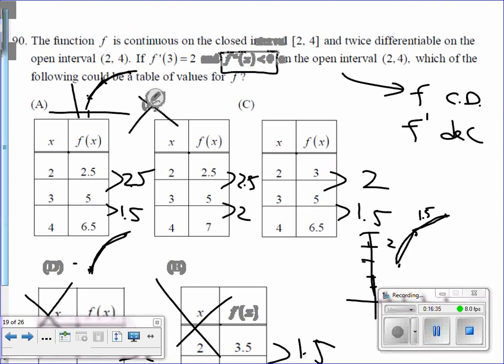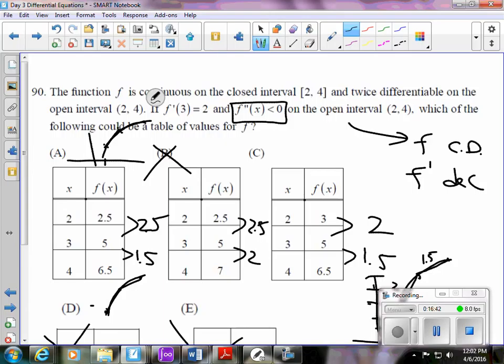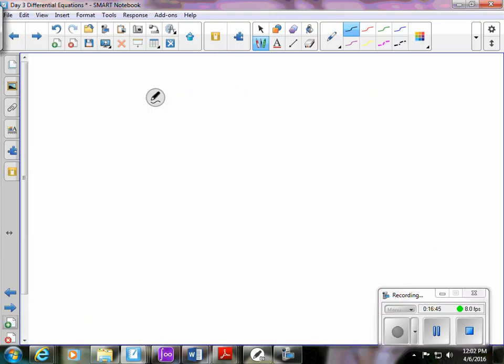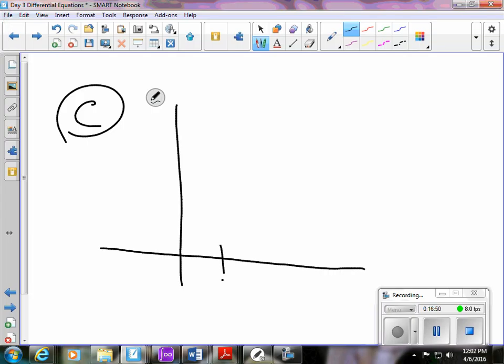Well, now we got to look at that other piece of information that they gave us. They tell us that the derivative at 3 is 2. So let me just go to a clean page here for a second. 2, 3, 4. For that choice C, I just want to really kind of blow this up. Could you tell me, for choice C, what y is when x is 2? And then what y is when x is 3? And then at 4?